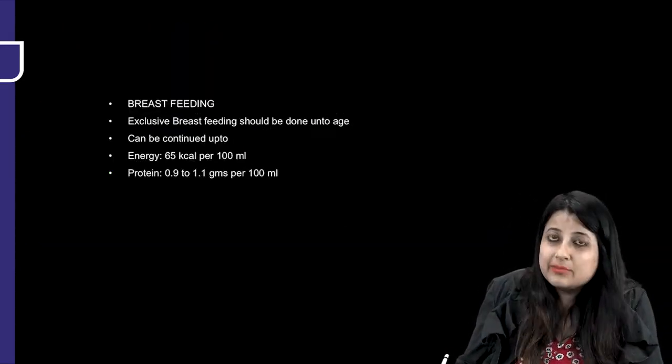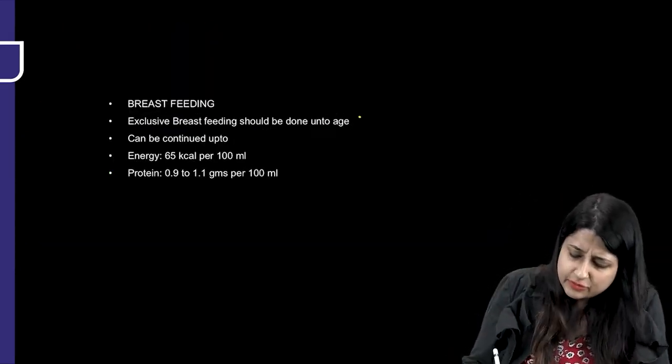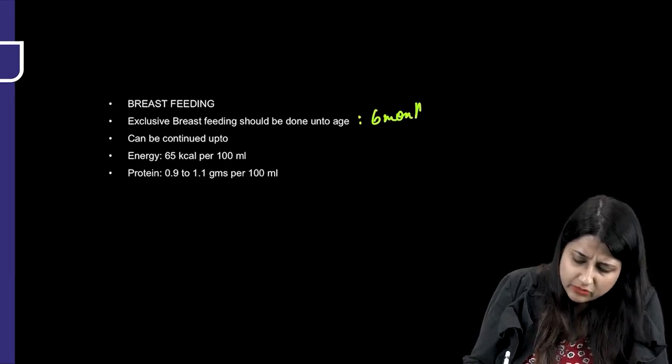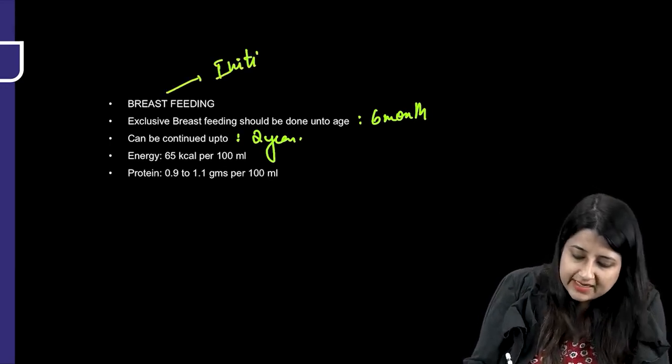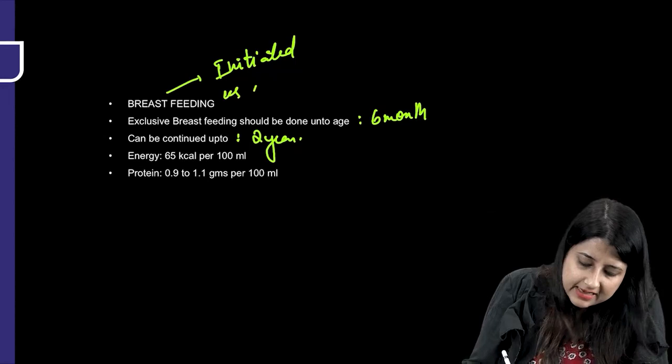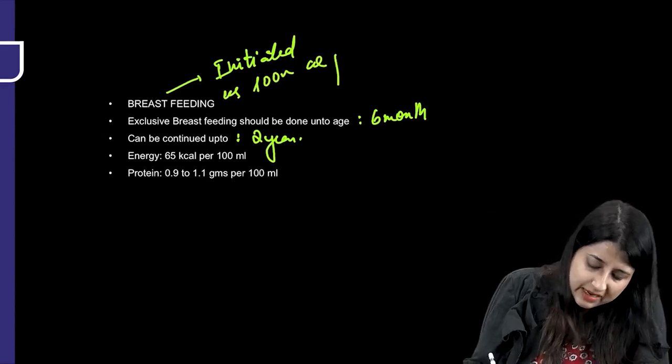Now, a few points quickly about breastfeeding. Exclusive breastfeeding should be done up to 6 months. We all know, it can be continued up to 2 years. And when should breastfeeding be initiated? It should be initiated as soon as possible after delivery.